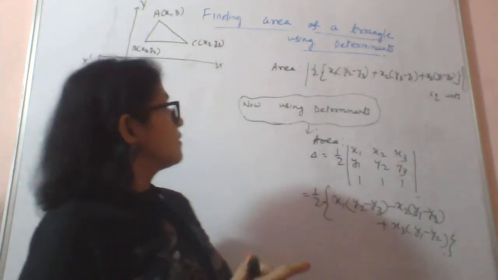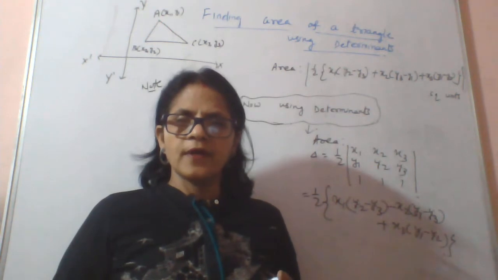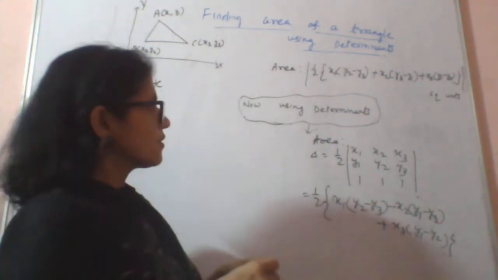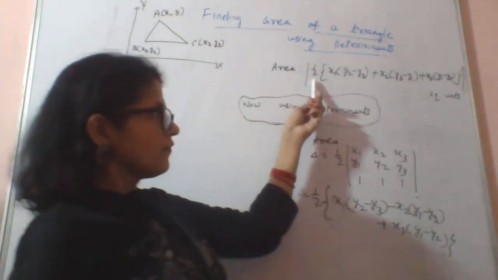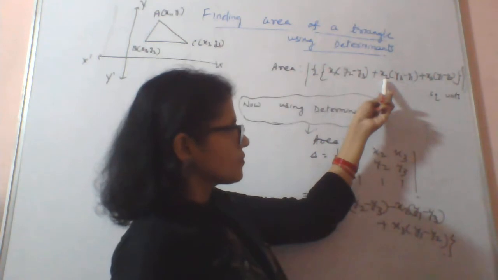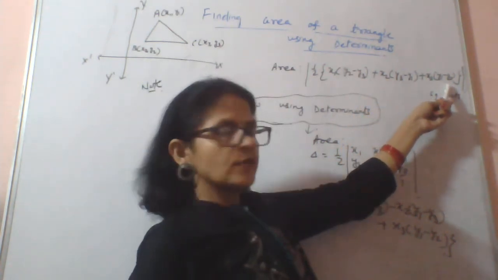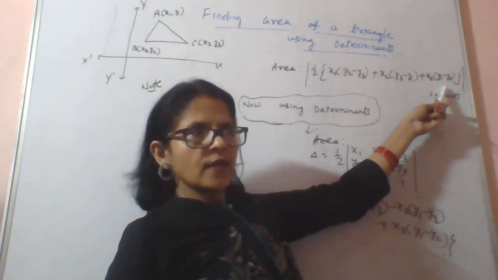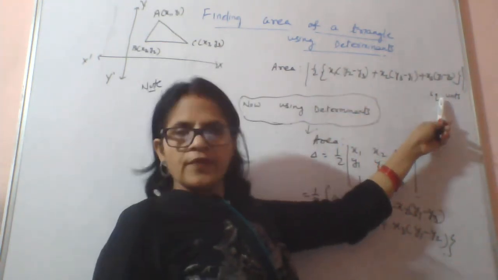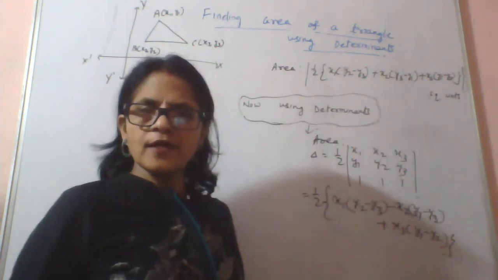Third, in case you are given the vertices of a triangle, x1, y1, x2, y2, x3, y3, we get the area of the triangle as half into x1 into (y2 minus y3) plus x2 into (y3 minus y1) plus x3 into (y1 minus y2). Area cannot be negative, so we take the mod of this, that many square units. This we have already done in class 11th.